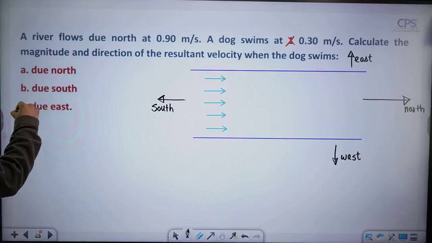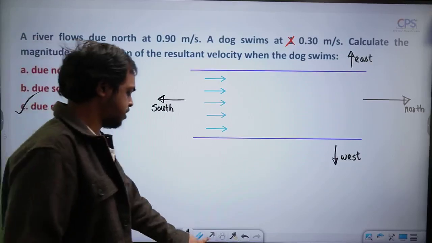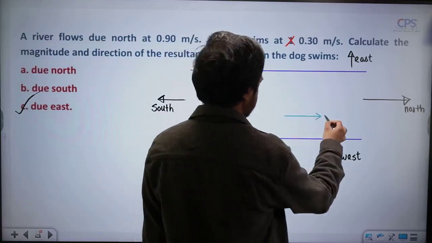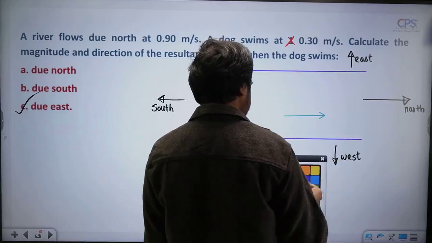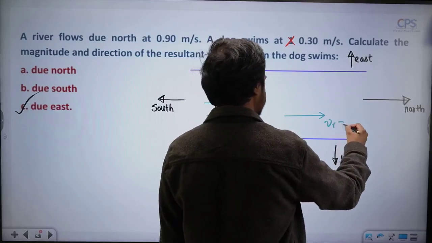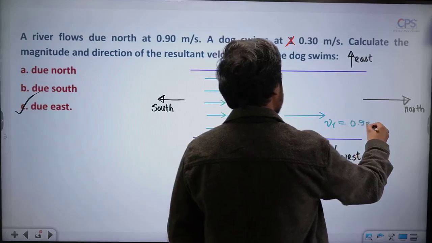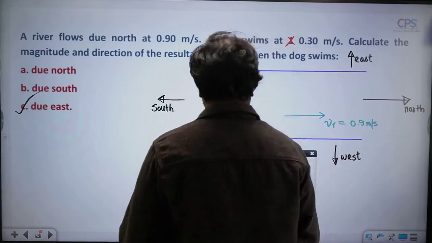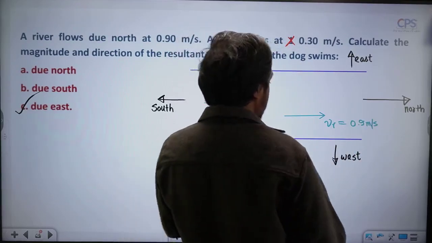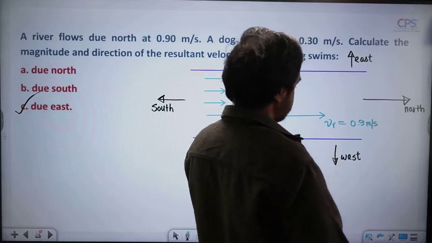Now the fun part, due east. If the dog goes due east, bear with me. This is river velocity. How much is it? 0.9 meter per second. Where does the dog go right now? The dog goes towards the east.